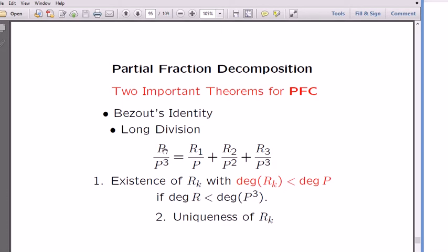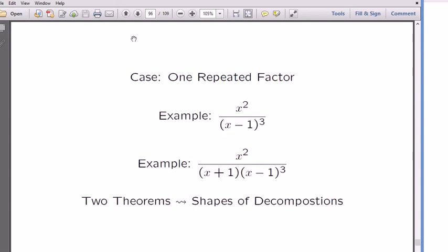Here you have a large numerator degree, and you can knock that down to small numerator degree with these various powers. And they're all unique. All right, that's the partial decomposition. So here's one repeated factor. I'm going to show you the first example and how to approach this one.